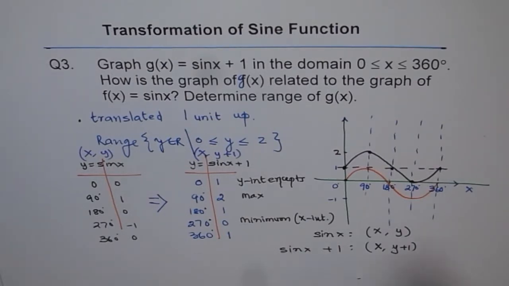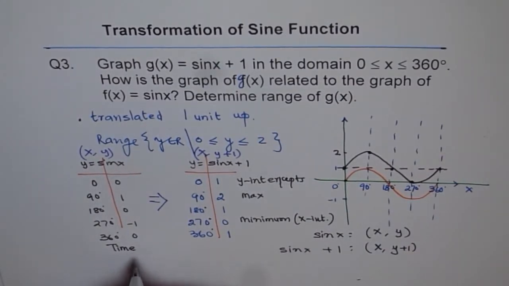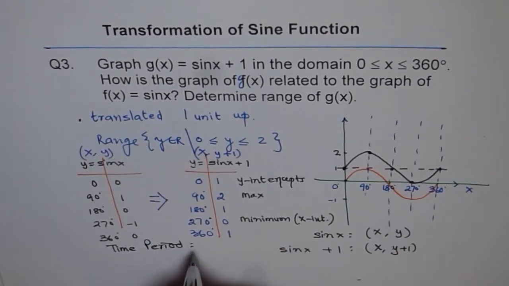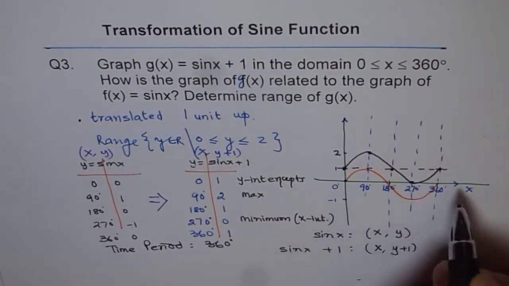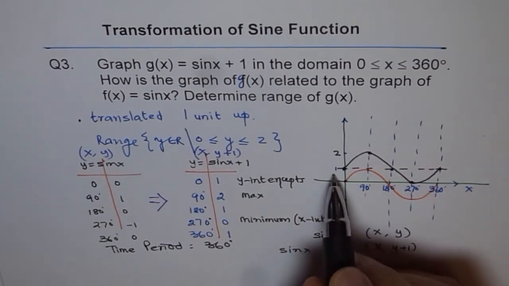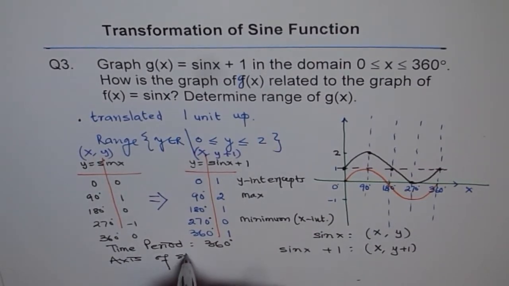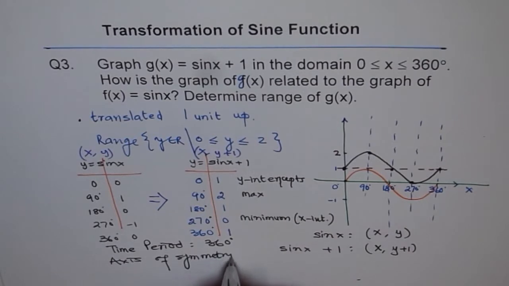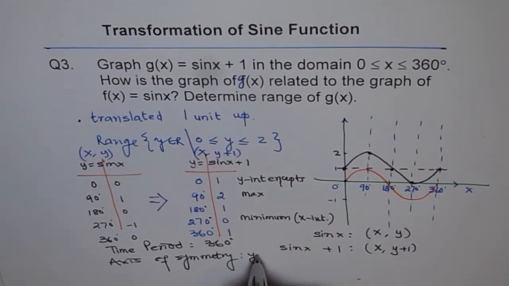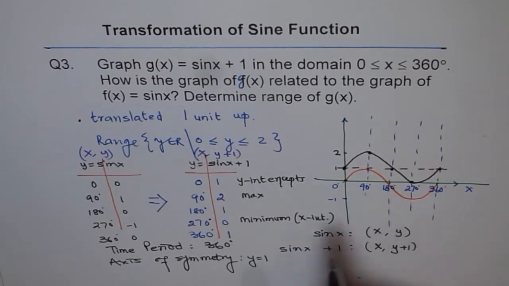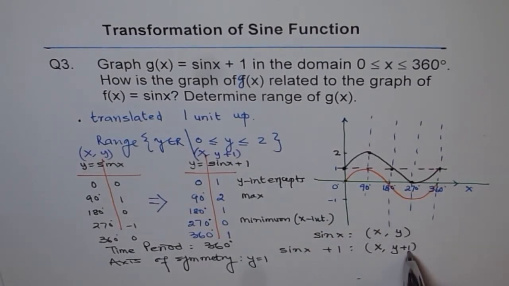Do you see that? So the time period remains the same. As you'll notice, what remains the same for both? The time period. This is very important. The time period is still 360 degrees, so it remains exactly the same. But the axis of symmetry changes. The axis of symmetry now is y equals 1. Earlier it was y equals 0. Everything related to y has moved up by 1 unit. That is the major effect of this vertical translation. I hope you understand and appreciate it.